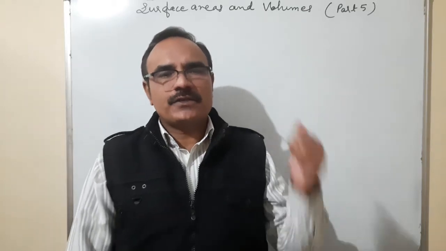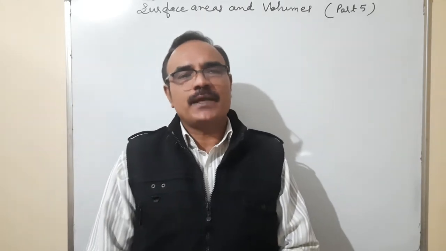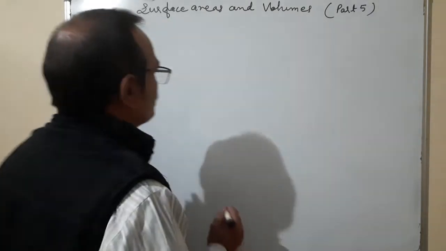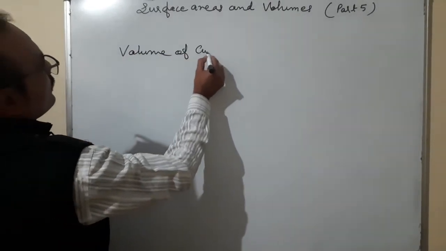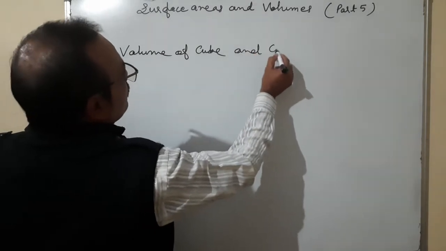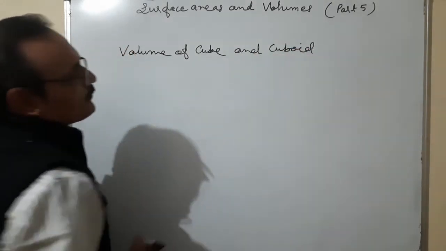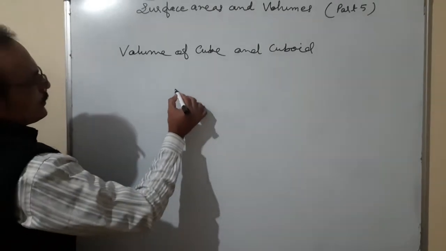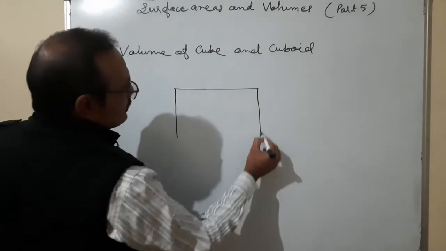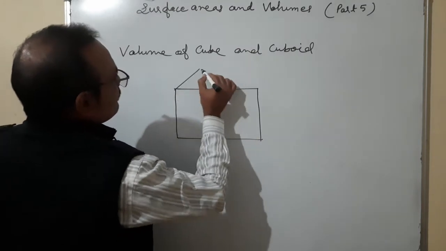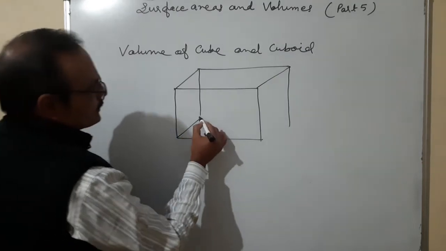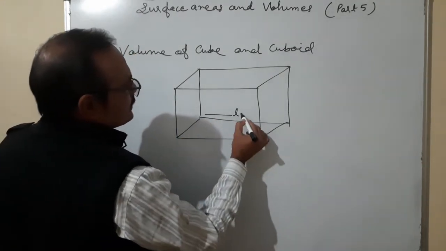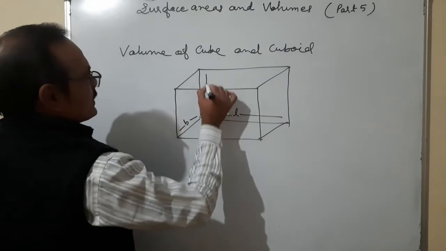Hello. In continuation with the chapter Surface Areas and Volumes, today we'll discuss the volume of cube and cuboid. Volume of cube and cuboid. What is it? Again, I am making a diagram of a cuboid. And you know that the dimensions of it are L, B and H: length, breadth and height.